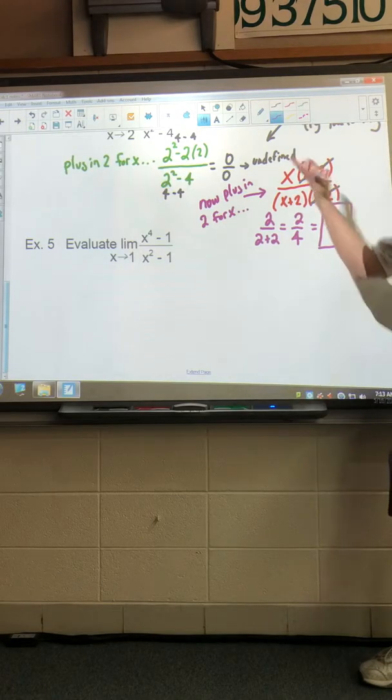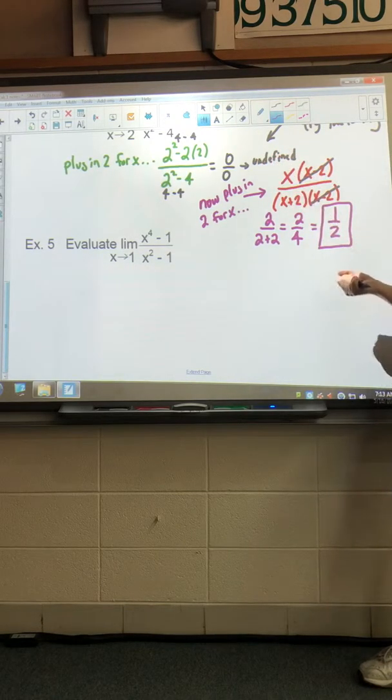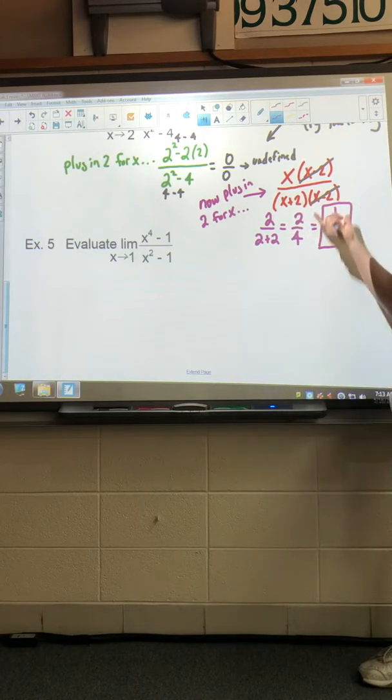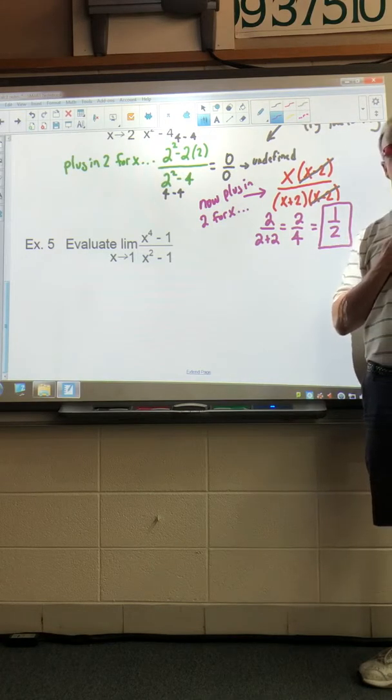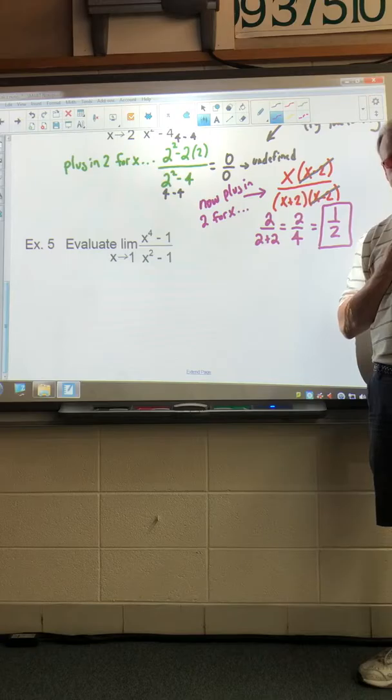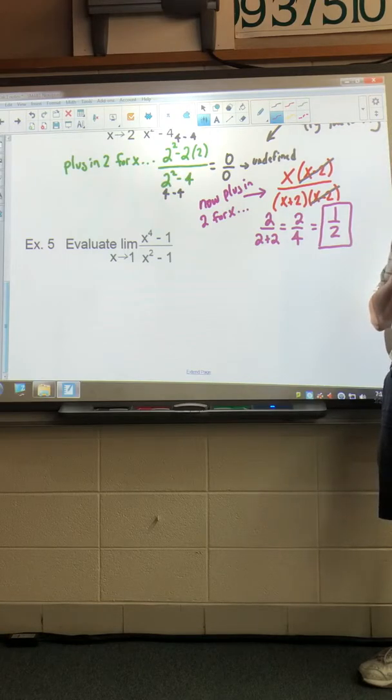So the value of the function is undefined, but we're doing limits. So the limit, as we get really, really close to 2, the value of the function is going to get really, really close to 1/2.